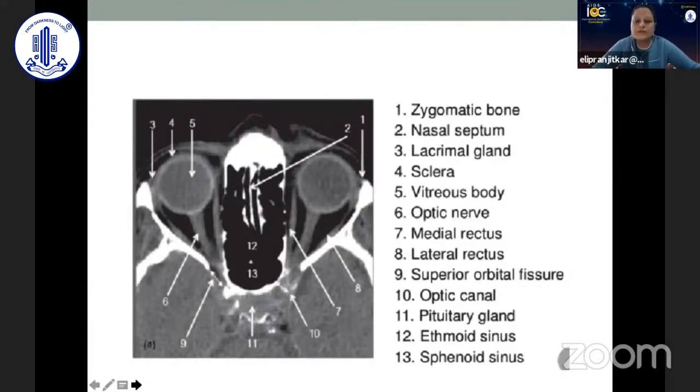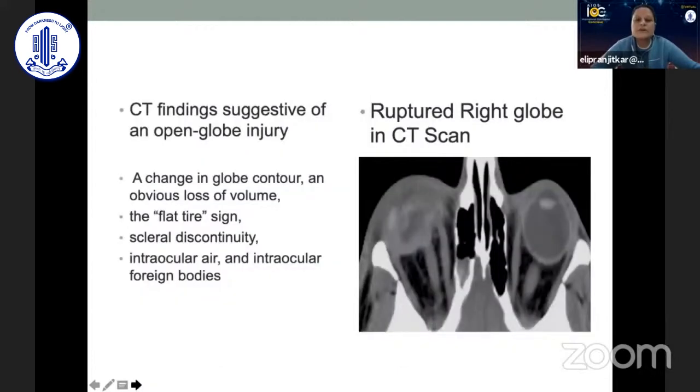All structures are shown here. In case of open globe injury, this is the right eye, the contour of the globe is lost. This is the flat tire sign. Loss of continuity, and intraocular air and intraocular foreign bodies can be seen in case of open globe injury.